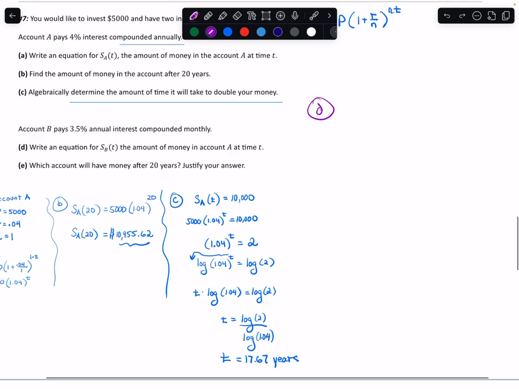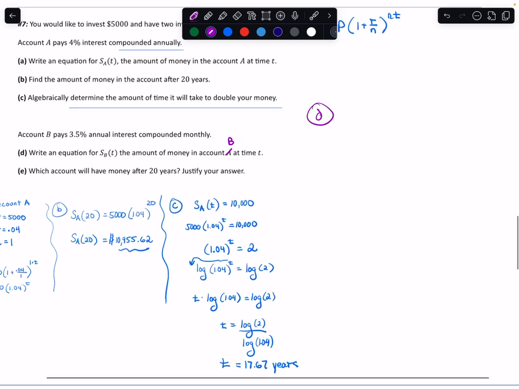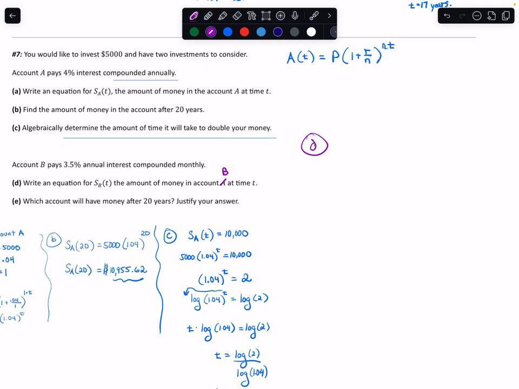So part D, write an equation for S sub B of t, the amount of money in account B at time t. So again, here I got to be a little bit more careful. So the investment amount is the same. It's that 5,000. The rate here is 3.5% or 0.035. And the number of compoundings per year is 12, because if you do something every month, you do it 12 times per year.